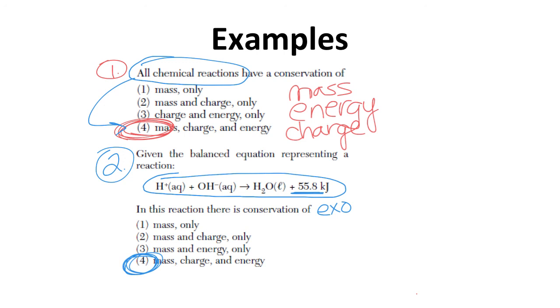So therefore, our overall energy was still conserved. We can also see that mass is conserved because we have two H's on each side, one O on each side, and the overall charge is conserved because prior to the arrow, the net charge is zero, and it's also zero on the product side.